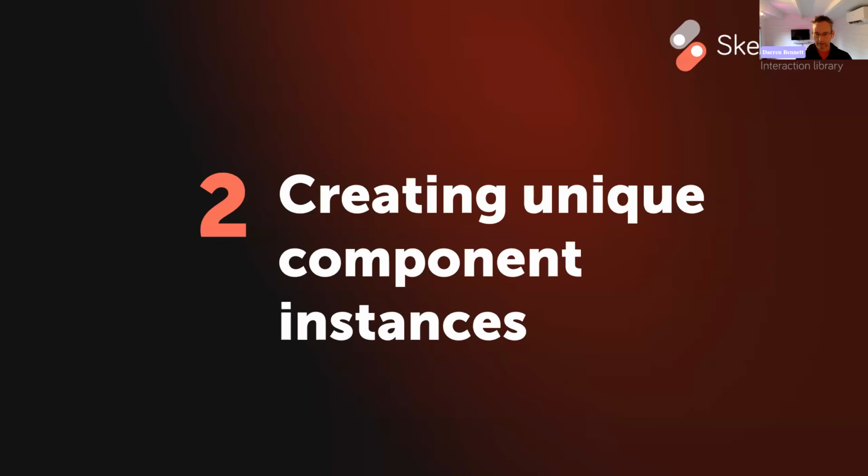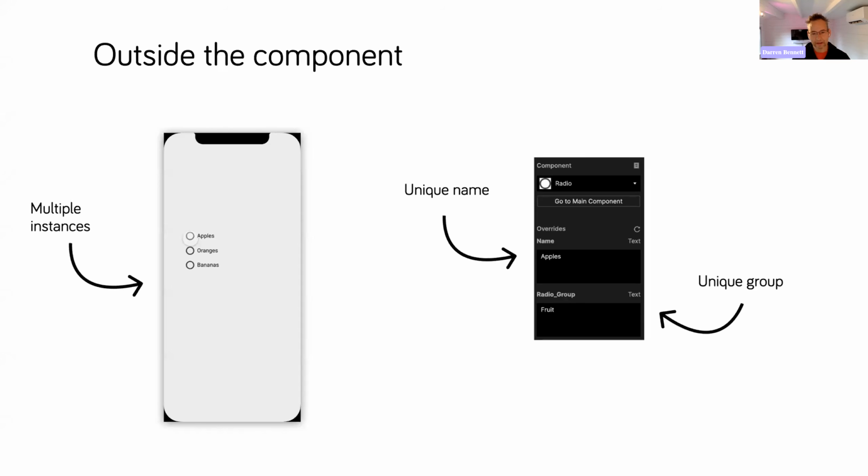So second example, creating unique component instances. This is something that's asked a lot in the community. It's something you don't get out of the box with ProtoPie. And as soon as you start getting into components and instances, you're going to want to be able to talk to them directly and individually. So here's how you do it.